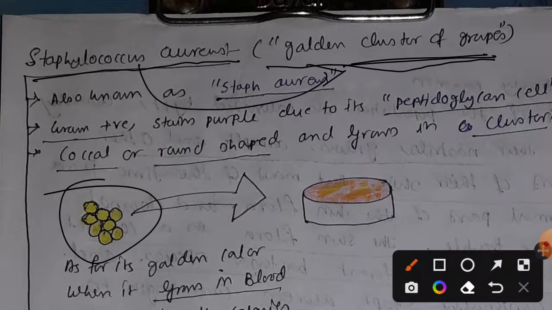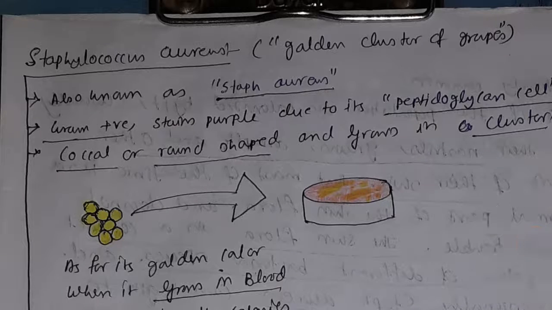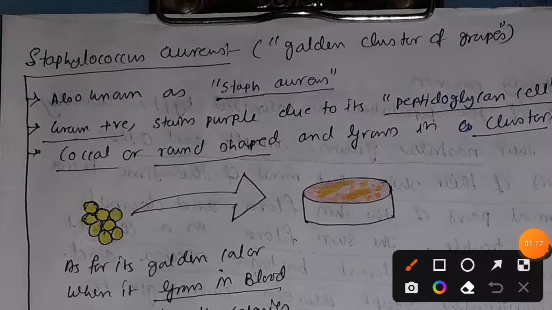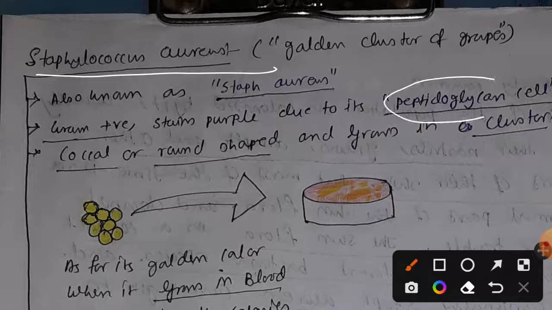Now, after Gram staining, we find that Staphylococcus aureus is Gram positive. That means it will stain purple and it has a thick peptidoglycan cell wall.